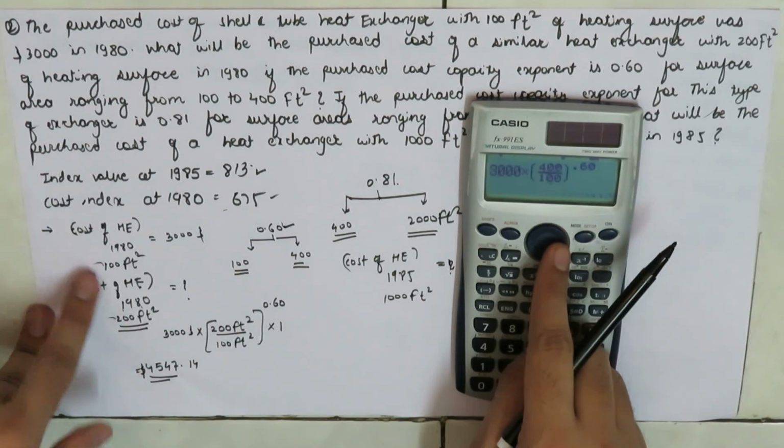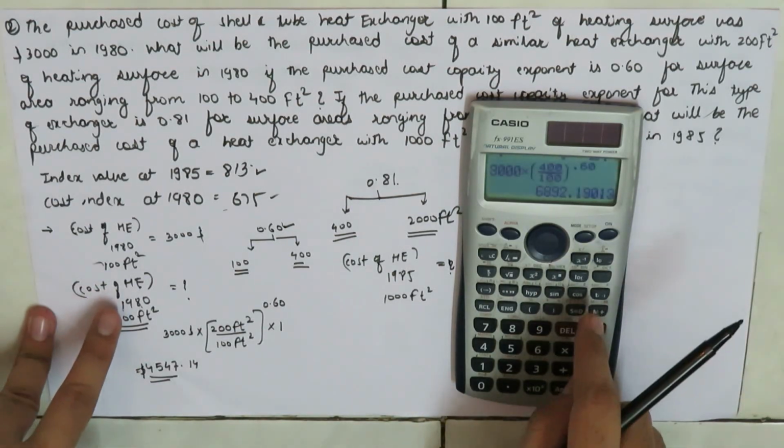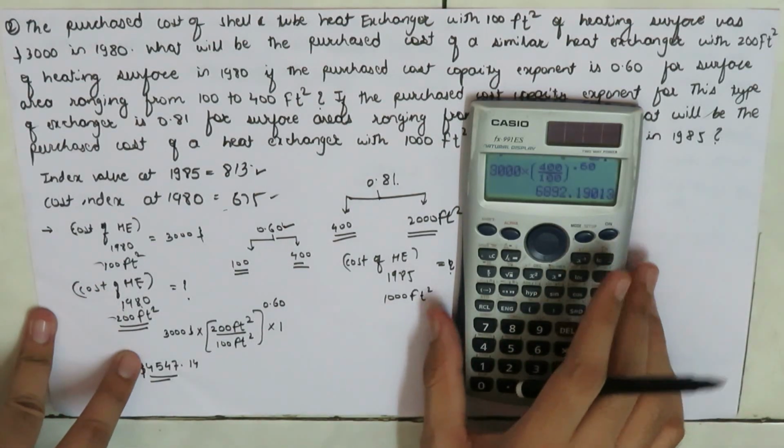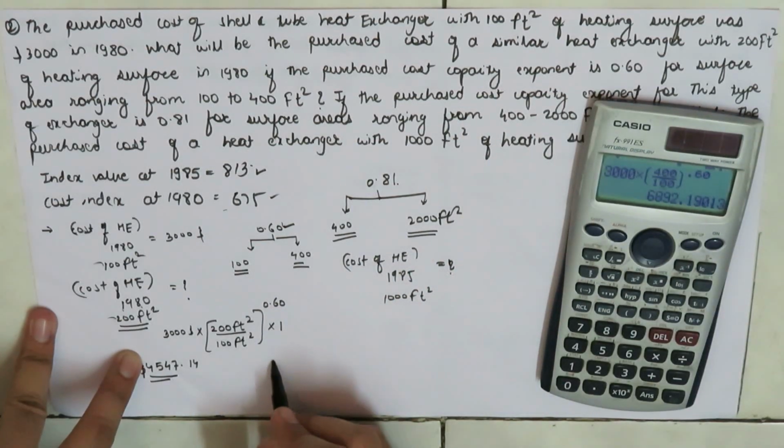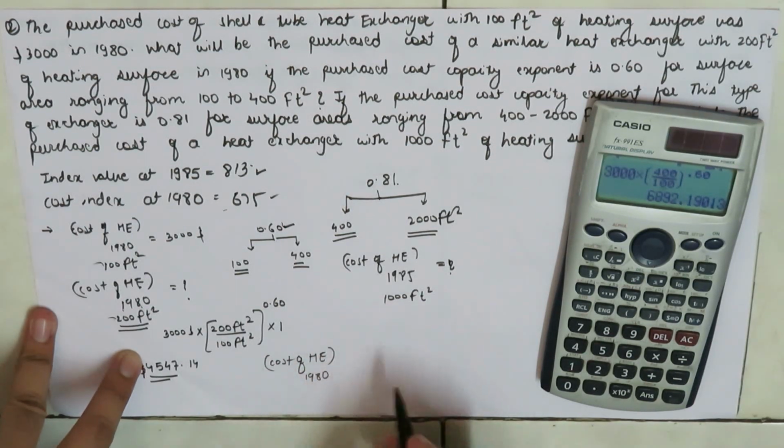and as we are dealing with the same year, the index value will get cancelled. So the cost of heat exchanger in 1980, whose surface area is 400 feet square, is equal to $6892.190.